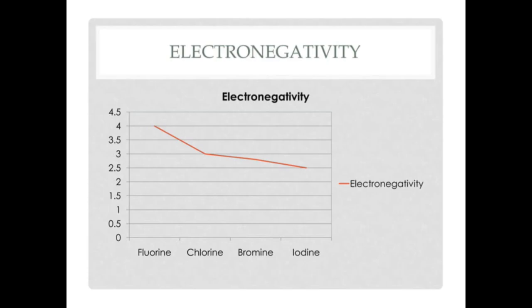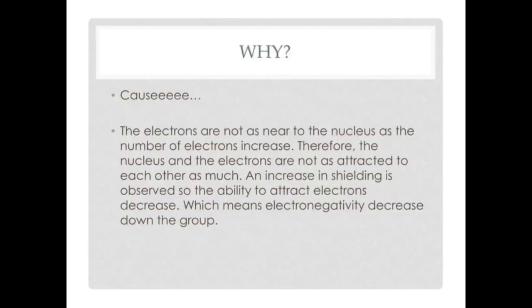Now let's look at another property, their electronegativity. You observe that the electronegativity decreases down the group. In fact, fluorine is the most electronegative element known. So electronegativity decreases down the group. That means the ability to accept electrons decreases. And what is the reason for this?